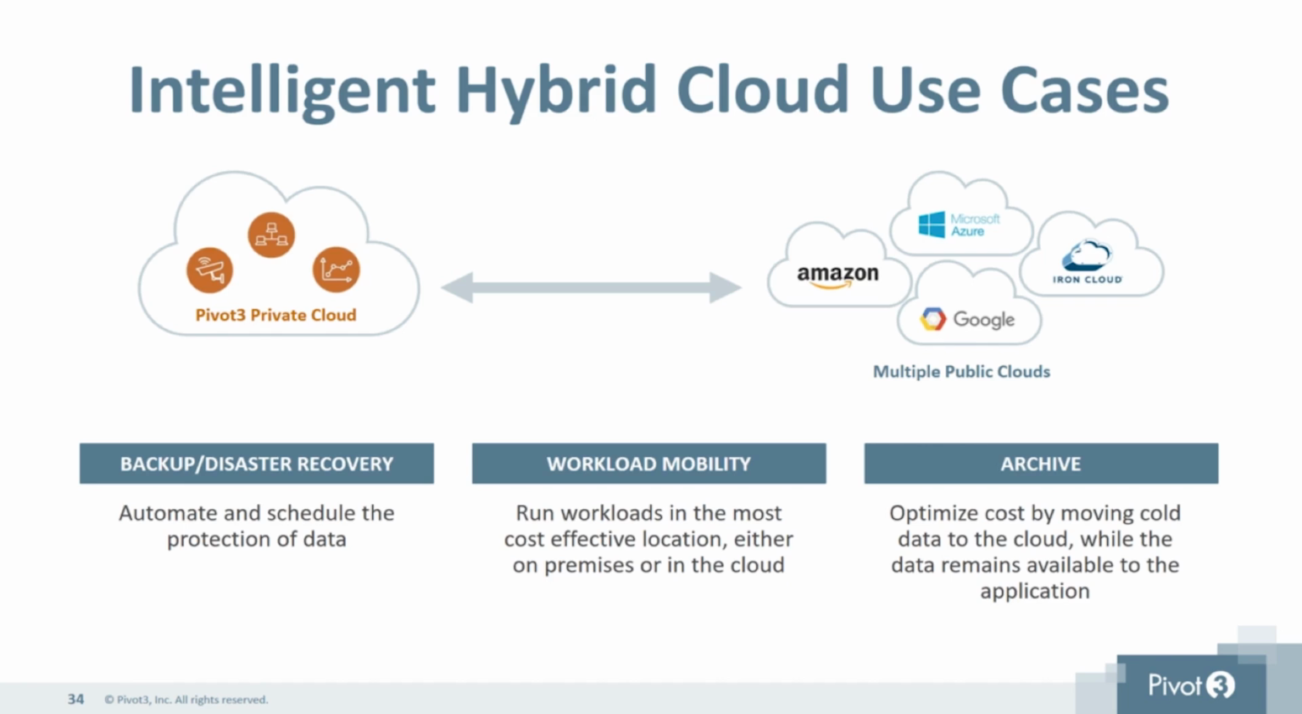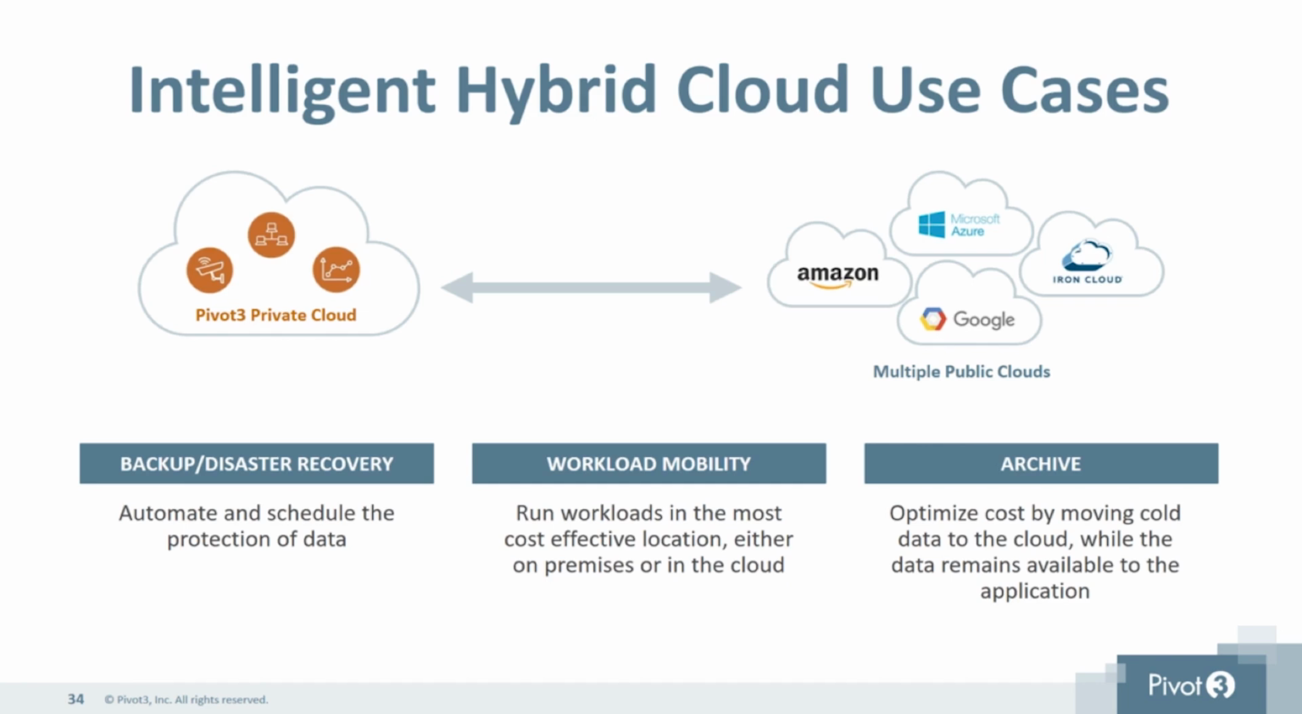And then finally, we have archive, and that's the need to be able to optimize the cost of your storage by moving cold data to the cloud as needed. And this is not just a movement of data either, but this will actually be having storage volumes span between on-premise data centers and the cloud so that all of your data remains online and available to the applications.